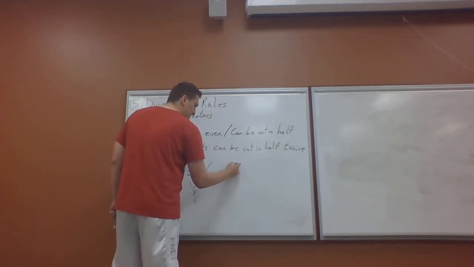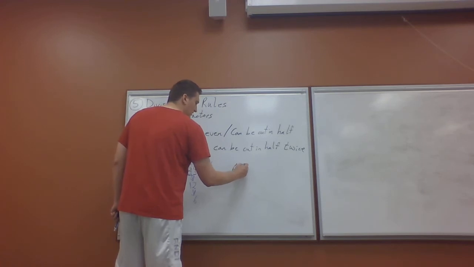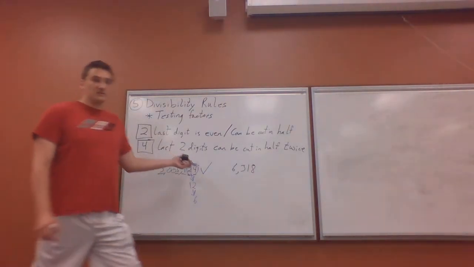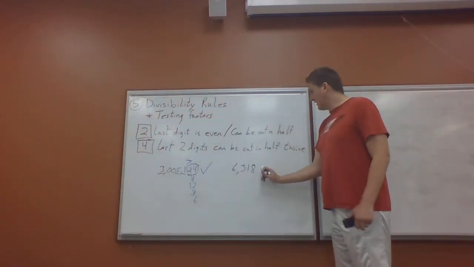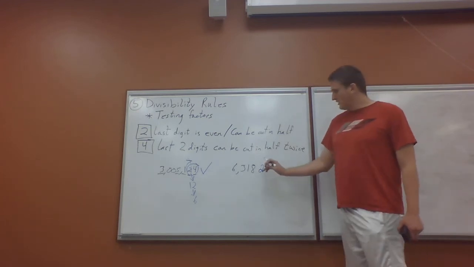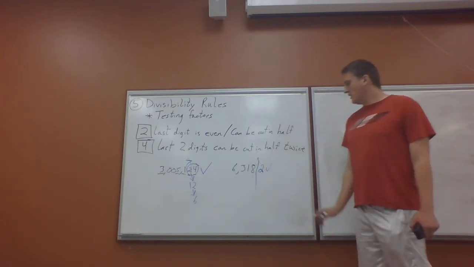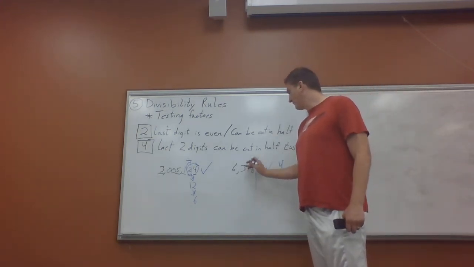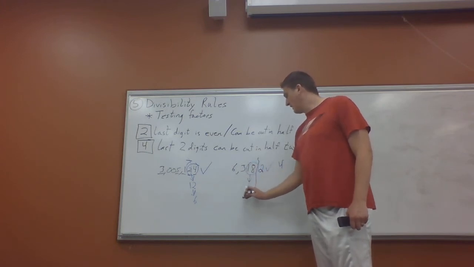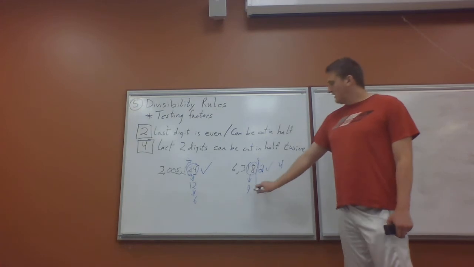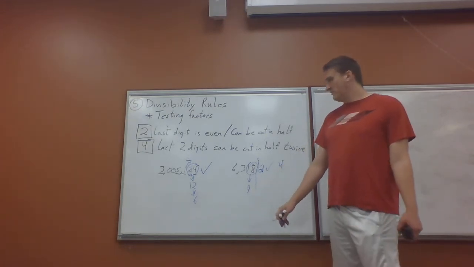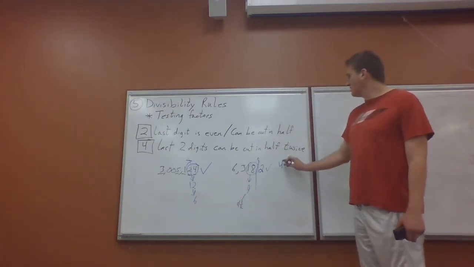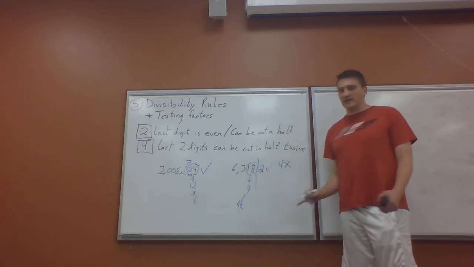If I had 6,318, is this divisible by 2? Yeah, it's divisible by 2. But what about by 4? Well, I have to check that. Let's divide 18 by 2. 18 divided by 2 is 9. Can I take half of 9 without getting a fraction? Well, no, because half of 9 is 4.5. So it's not divisible by 4, but it is even and it is divisible by 2.